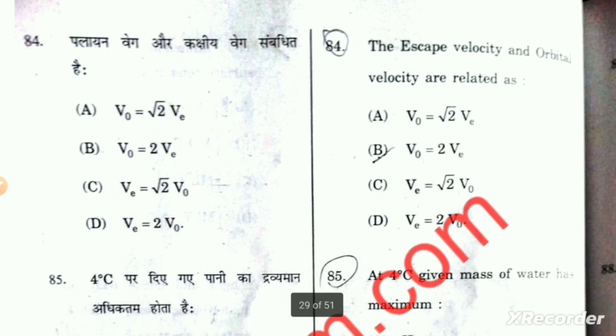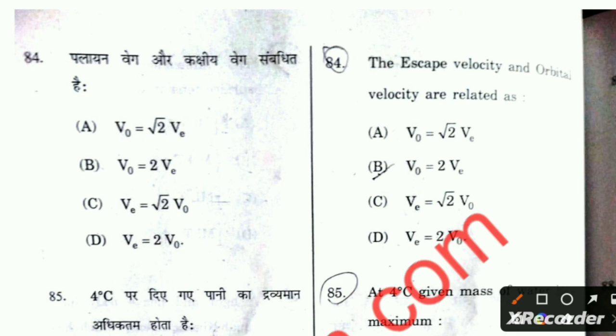This question is a direct relation between escape velocity and orbital velocity. First option is VO is equal to under root 2 VE, where VE shows the escape velocity, whereas VO shows the orbital velocity. Second option is VO is twice of VE. Third option is VE is under root 2 of VO. Fourth option is VE is equal to double of VO.